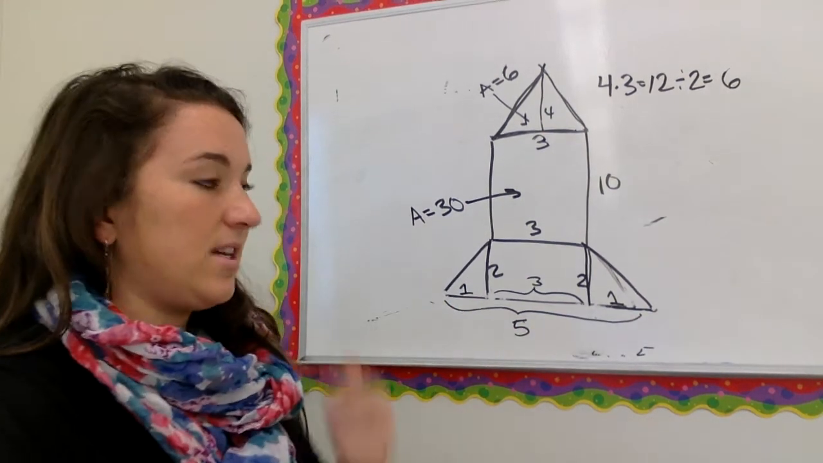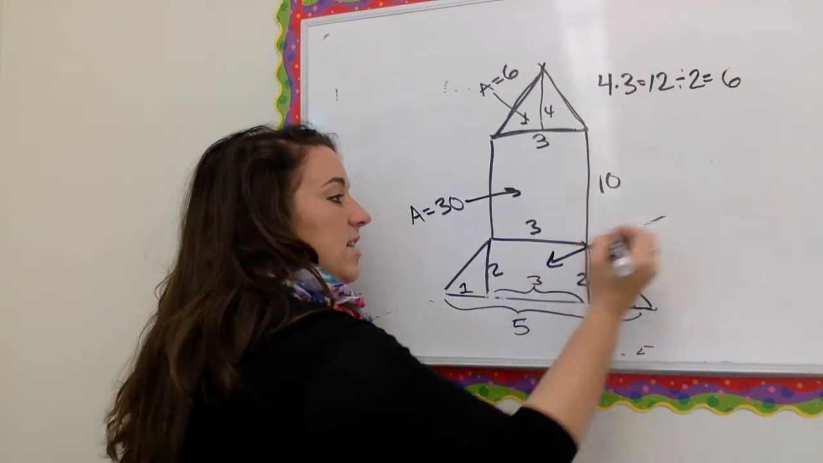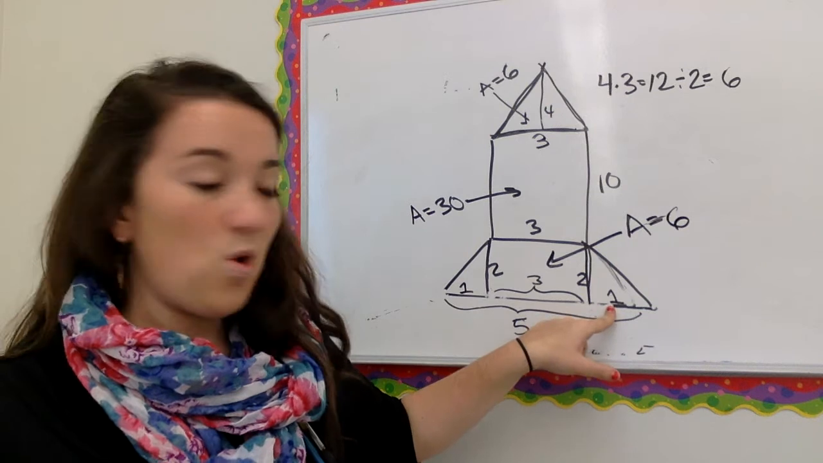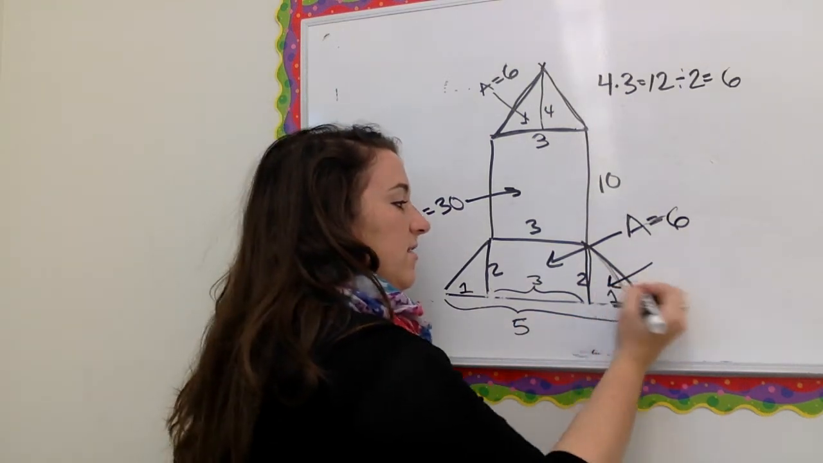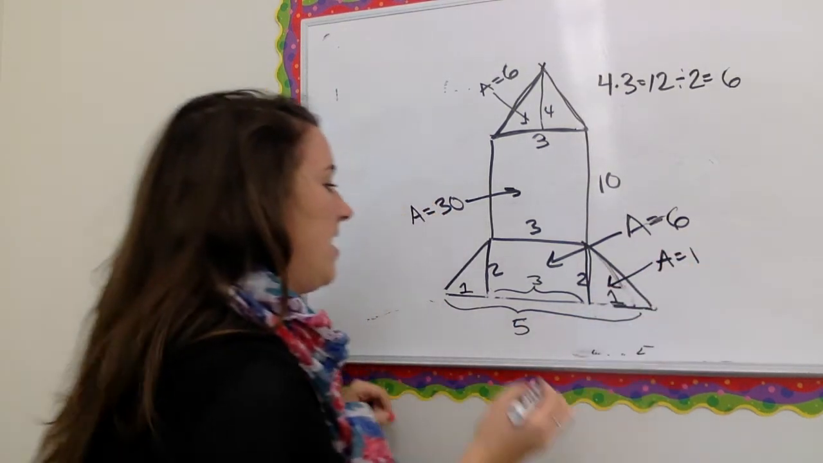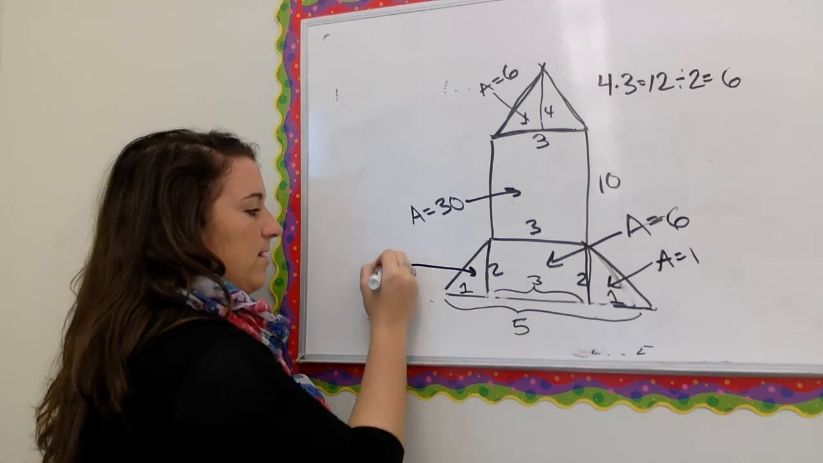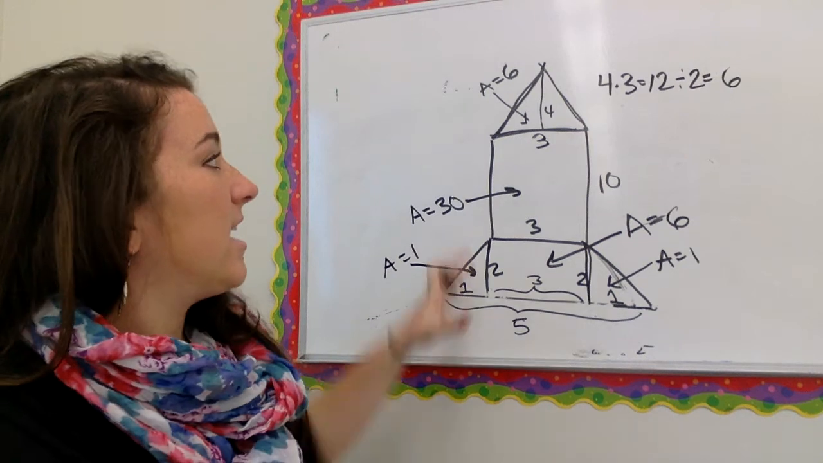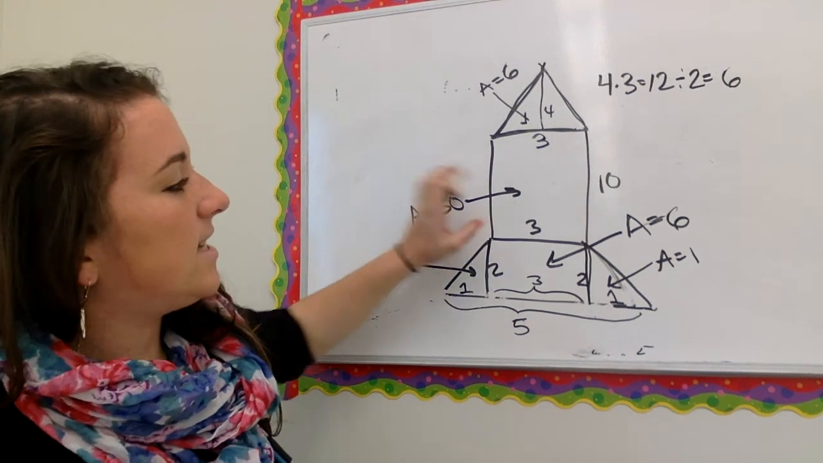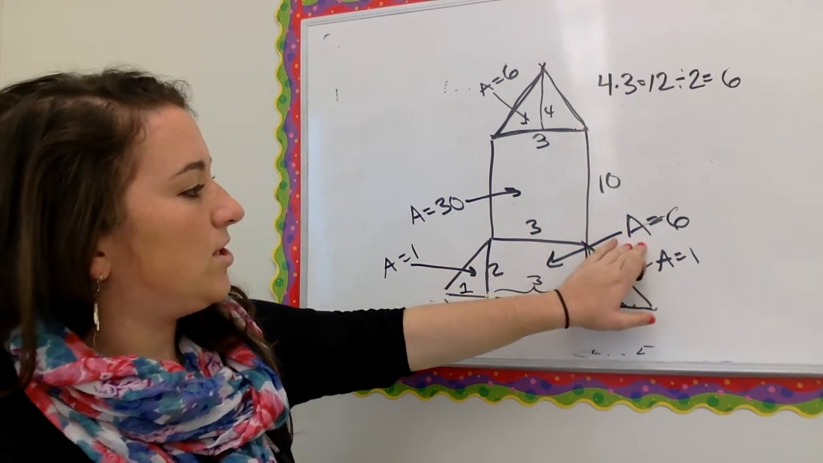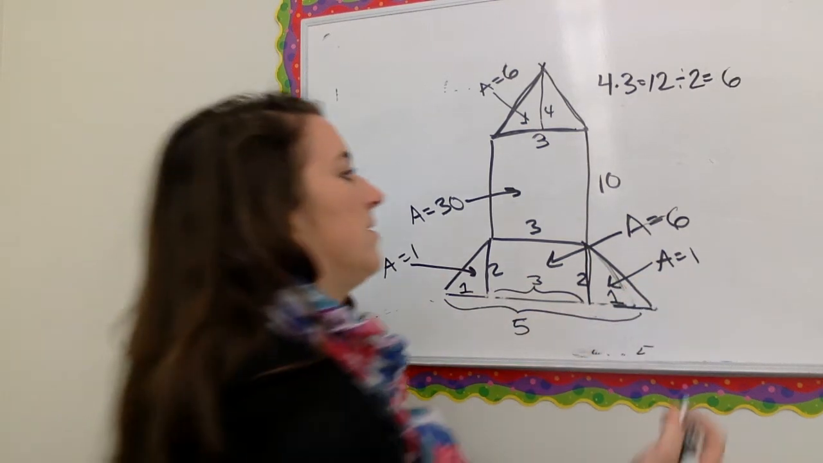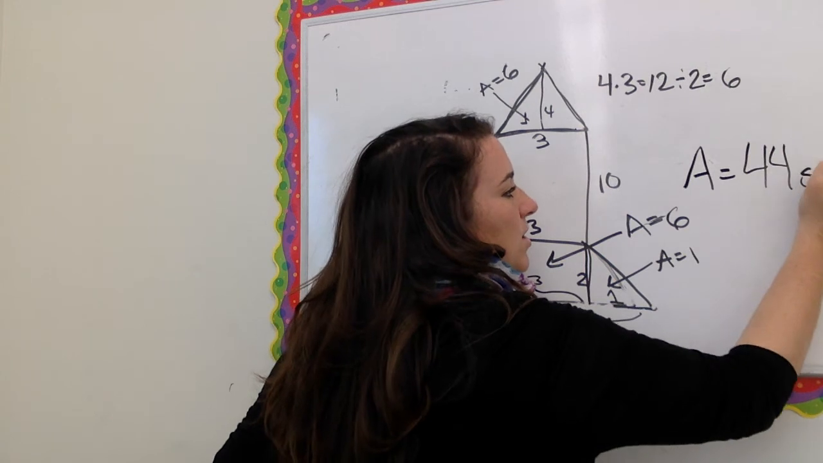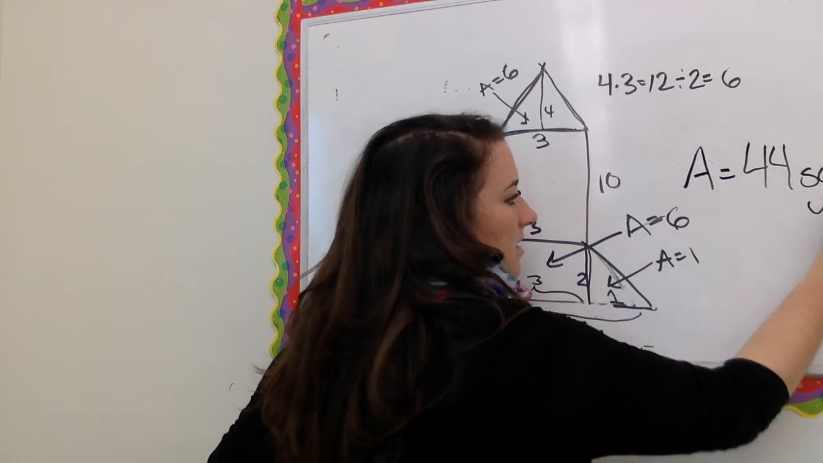And now I just need to multiply. So this rectangle is easy, 3 times 2, the area is going to be 6. Here we have 2 times 1, but because it's a triangle, I then need to divide it by 2, so the area is going to be 1. And this triangle is exactly the same as the one on the other side, so the area will also be 1. My last step is just add up all the areas, so I have 6 plus 30, 36, plus 6, which is 42, plus 1, 43, plus 1, 44. So the area is going to be 44 square units.